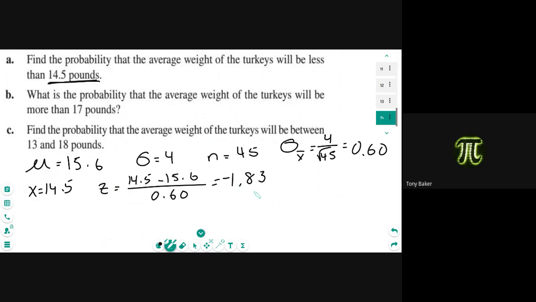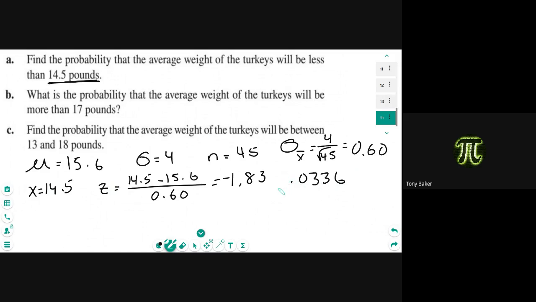Well, that's the z-score. Now we've got to get the probability that goes along with that. So we're going to look up negative 1.83. Negative 1.83, so 0.0336. Yes? Okay. All right.